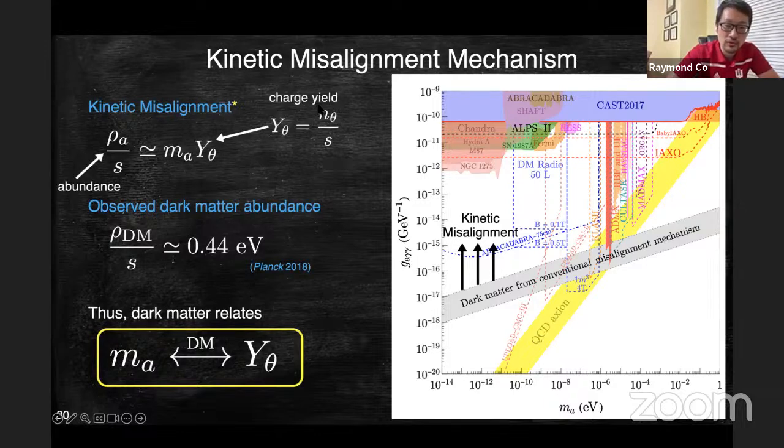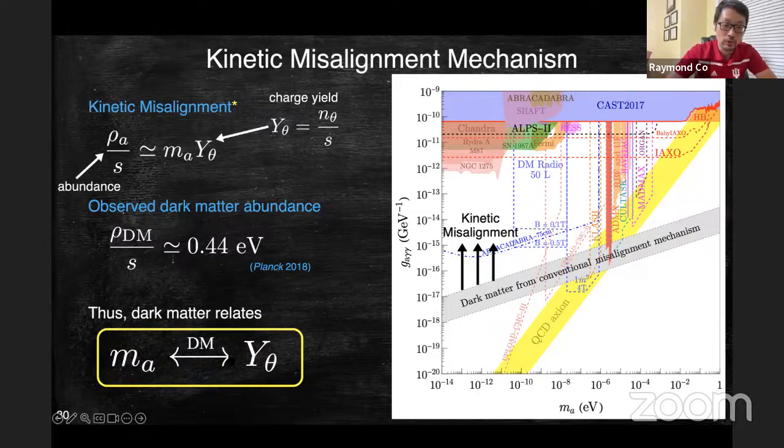So we talk about having some particular asymmetry, the number density, so that's the N. Now let's define the yield to be the number density divided by the entropy density. Then eventually the dark matter abundance of the axion is given by the energy density divided by the entropy density, and it is written in terms of the axion mass times the yield of the charge. So that tells us how much rotation we have. The observed dark matter abundance today is rho over s, which is about 0.44 eV from Planck. Then it tells us that if you want to explain the dark matter abundance from kinetic misalignment, there's a specific relation between the axion mass and the amount of rotation.